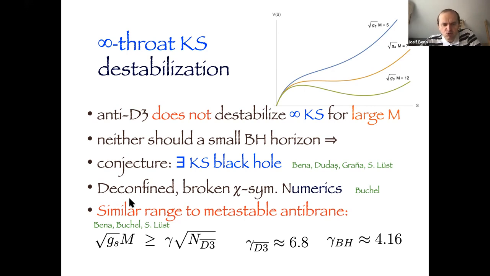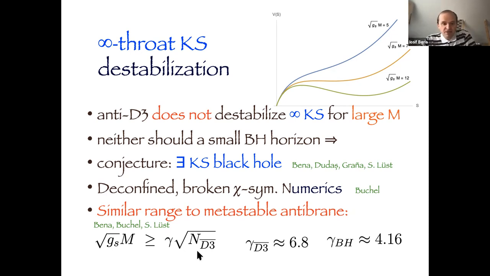This black hole is due to a phase of the gauge theory which is deconfined, but with broken chiral symmetry. So those of you who like AdS-QCD, I invite you to look at this black hole. I think it's an interesting piece of physics. And what we found is that, again, the black hole exists, but not for all the possible ranges of energy.